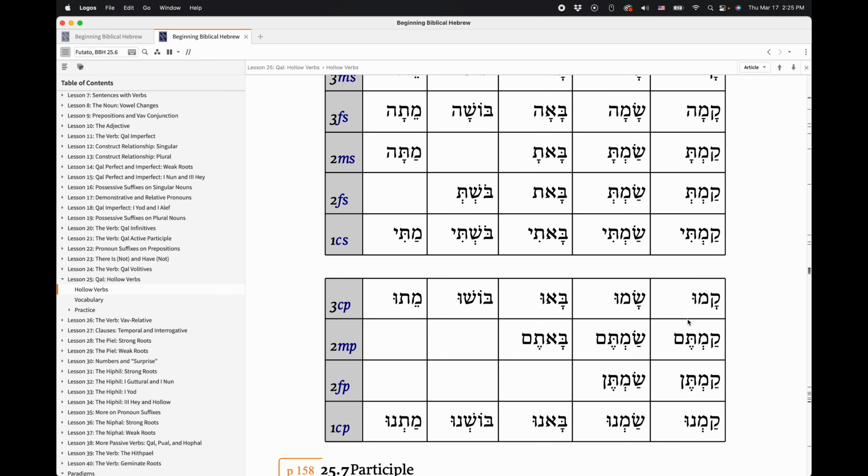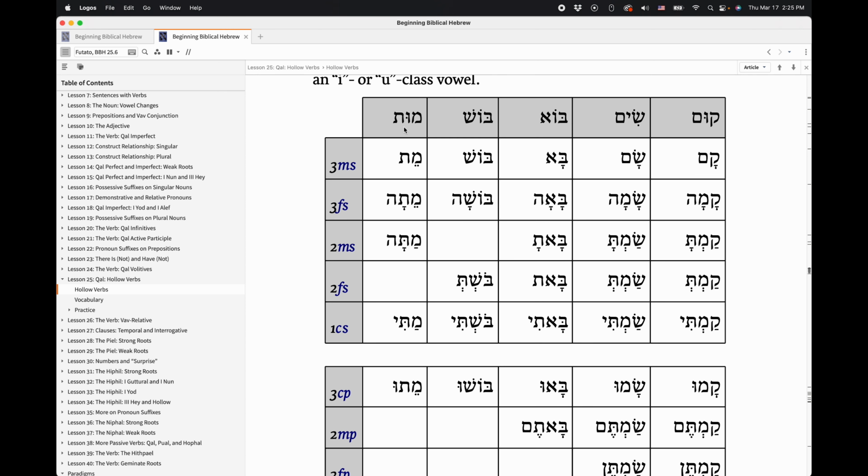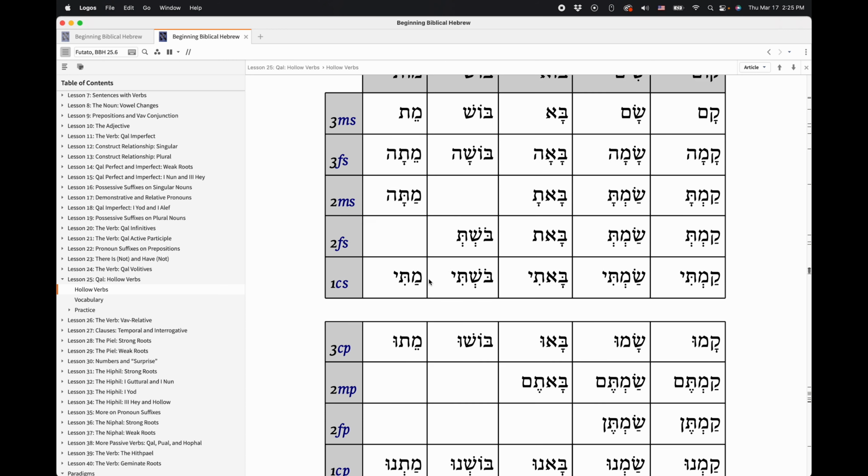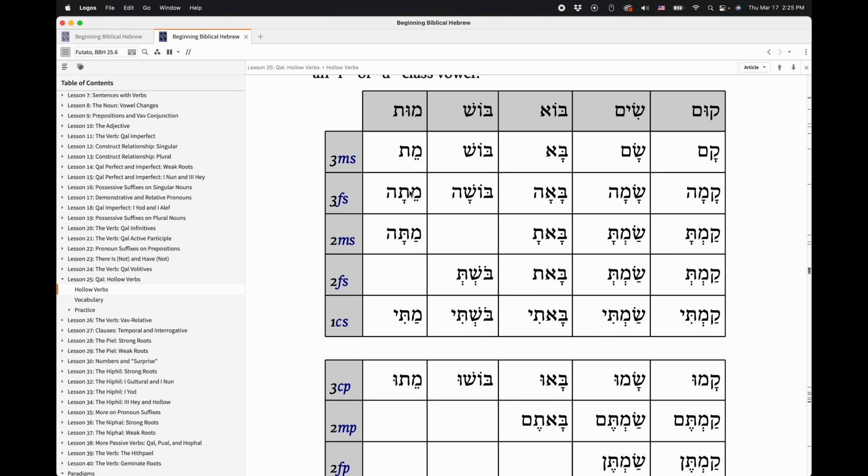All right, so that should keep you pretty well focused on the forms. Again, moot and bosh, these are statives, so they're going to be a little bit different. For moot, the third person is going to have a sere vowel. So you see that 3CP, 3MS, 3FS. Second and first person, those are going to have an A-class patak.